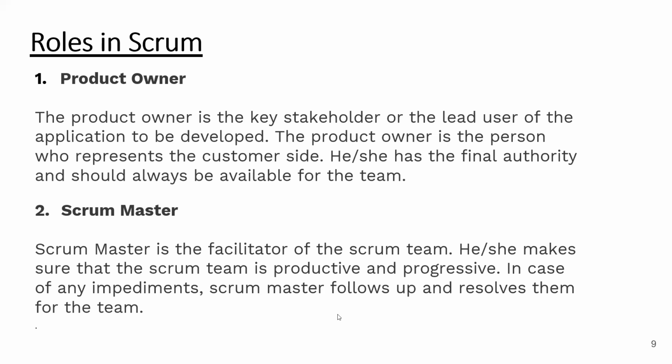If the client wants any changes, they will directly connect with the product owner. The product owner is a stakeholder, or the lead user of the application, a person who represents the customer side. If the customer wants any changes, they will discuss with the product owner, and the product owner will discuss with the entire Scrum team. He's the key person who will interact with the customer, and whatever changes they want, he will discuss with the team.